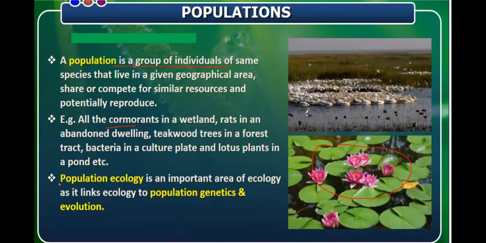So there is one branch of ecology that is called population ecology. It is an important area of ecology and it links ecology to population genetics and evolution.